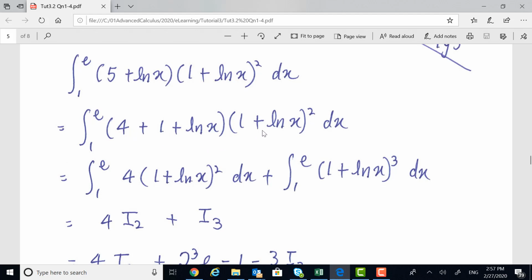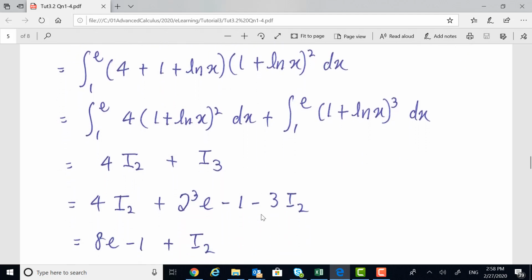4 times this expression will give you this. You see? And then (1 + ln x) times (1 + ln x)^2 will give you (1 + ln x)^3. So the reason why I'm doing this is because, having done so, you'll find that this is exactly 4 I_2, and this is your I_3.